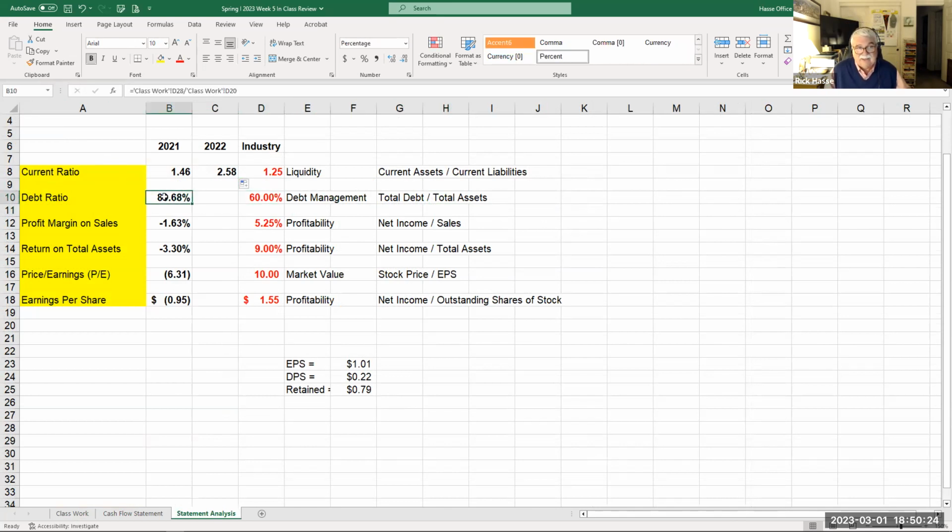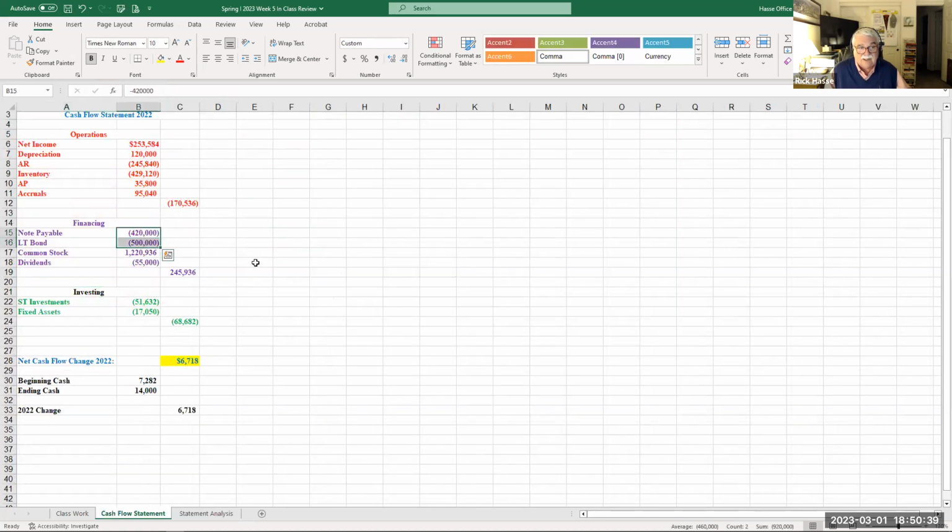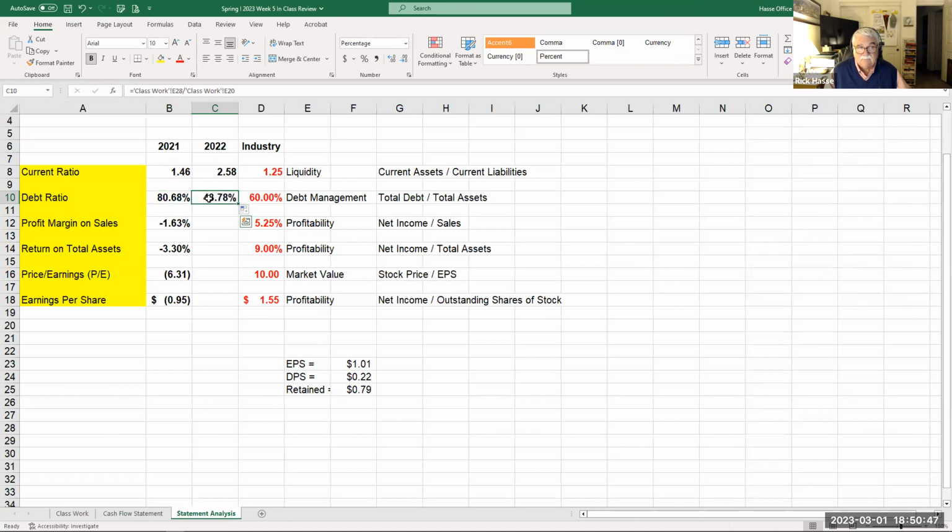Last year, this company had a huge 81% debt ratio. Not good. 2022, it's a little better, only 44%. And we kind of know the reason why. Remember, we paid off $920,000 of debt last year. We cleaned some of that up. And that was made to help our debt position.